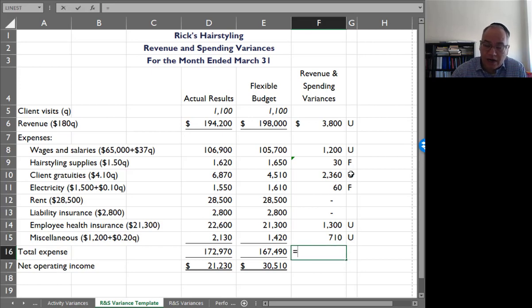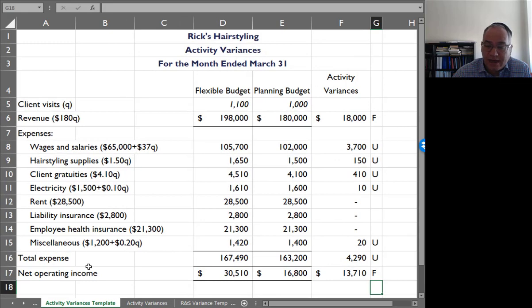Total expenses were higher than the flex budget says they should have been, so that's $5,480 unfavorable, and therefore net operating income was lower than the flex budget indicated, and that would be unfavorable. So there's a very interesting story that's going on here. If we go back to the activity variances here, you could see that if you make another 100 units, then revenue, expenses, and income are all going to go up.